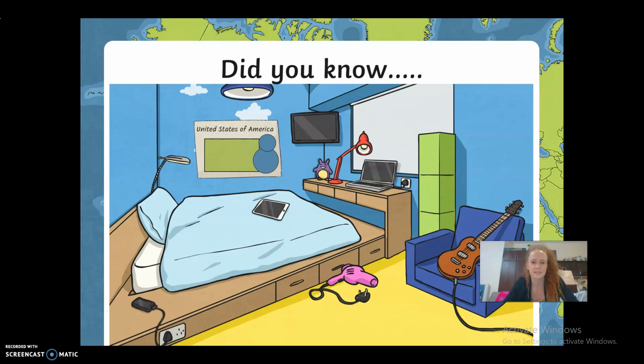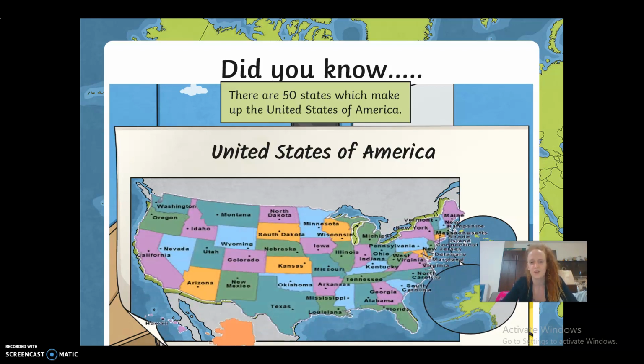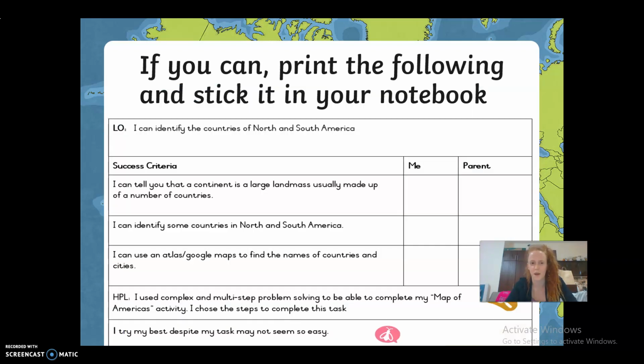All right, at the end, did you know that the United States of America is a country just like the UAE, but the United States of America as a country has 50 states? Did you know that? Here are the names of all these states, just to name a few: California, Florida, Georgia, Montana, New Mexico, Texas. All of these are states of America.